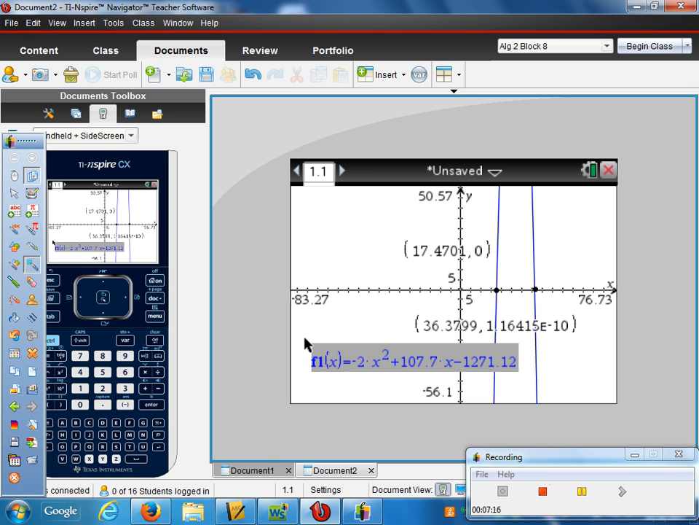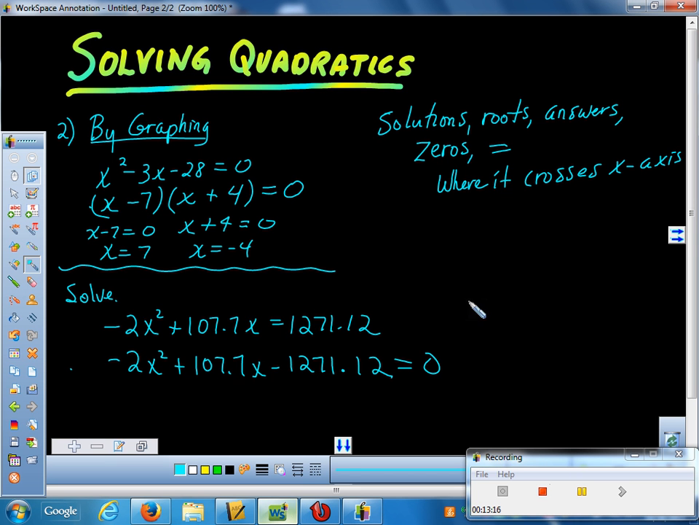Now, what's the deal with this other coordinate, this 1.165e negative 10? I didn't get that. I got 0. Really close. Yeah. It depends on how the calculator is processing the numbers, because that would be times 10 to the negative 10th power. That would be 0.00000000001. If it does that, it's the same thing as 0. Don't freak out about that. That's just the calculator handling decimals. It would be 0. So we have 36.38 and 17.47, and you would have solved your problem.